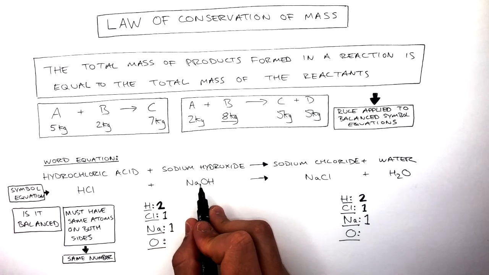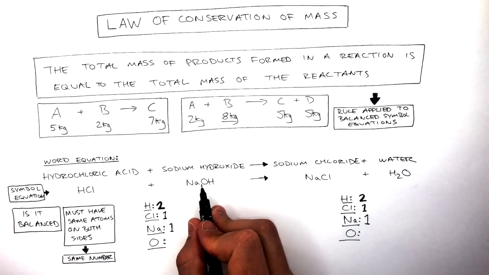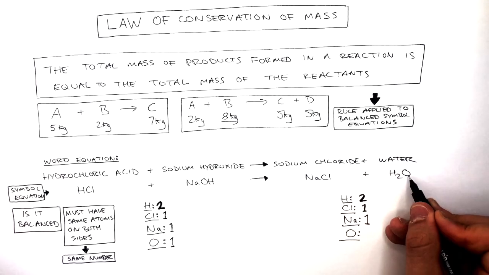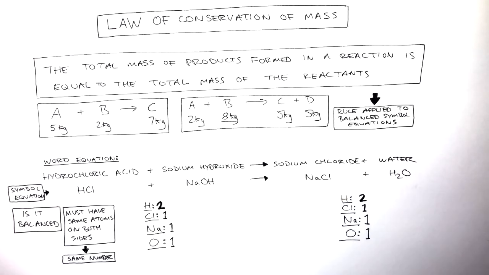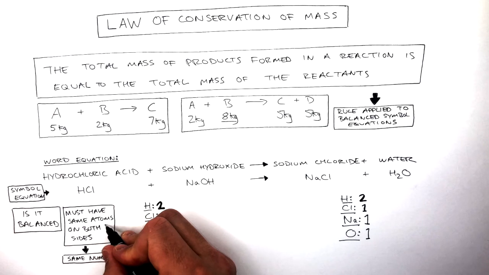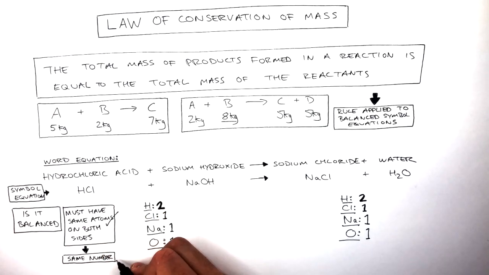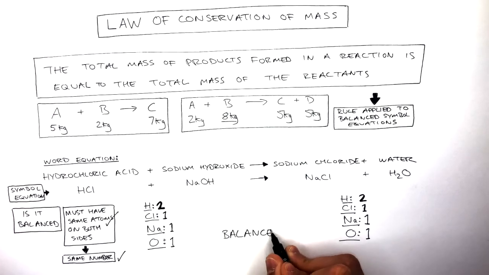In the NaOH, there is 1 oxygen atom, so we write 1 next to the O. And in the H2O, there is 1 oxygen atom, so we write 1 next to the O on the right. Using this technique, we can see how we have the same type of atoms on each side, and we have the same number of each atom as well. So we know this equation is balanced.